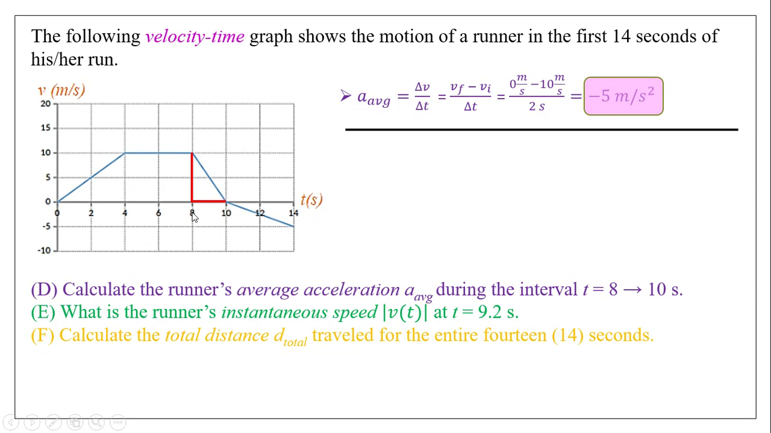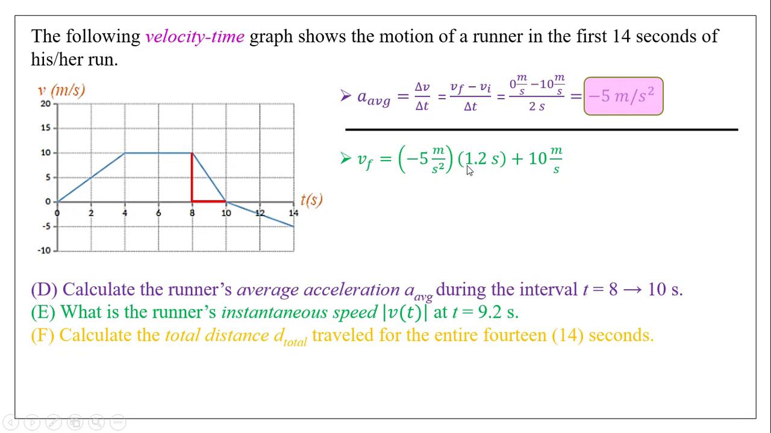Look at the time given and see where it falls in between, and just use the information for that particular segment. I'm going to focus my attention between 8 and 10 because the time given is 9.2, which falls between 8 and 10 seconds. Similar to the other part, our final velocity is our acceleration times time plus VI. My acceleration for 8 to 10 seconds is negative 5, which we just found in part D.